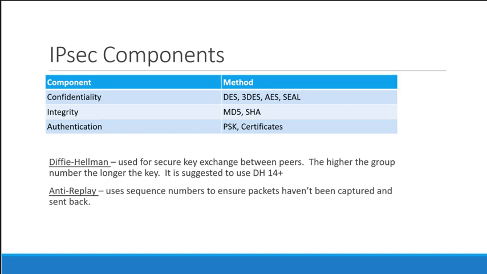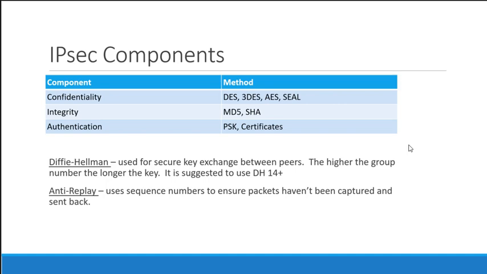Diffie-Hellman is used for our secure key exchange between the peers. Specifically, it allows our peers to share a secret key that's going to be used with our encryption algorithms. Group number refers to the length. So when we talk about a Diffie-Hellman group or a DH group, it's referring to the length of the key. The higher the group number, the longer the key.